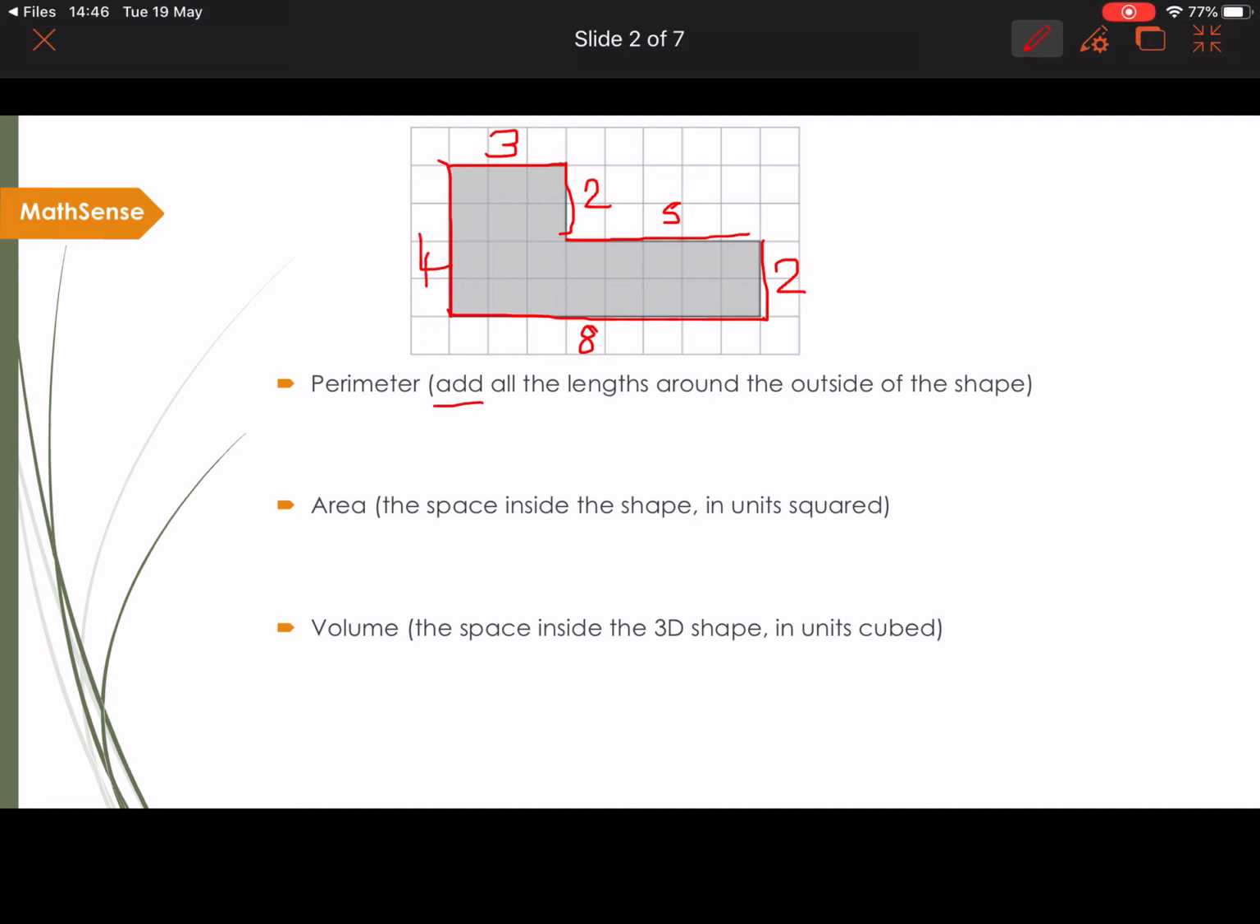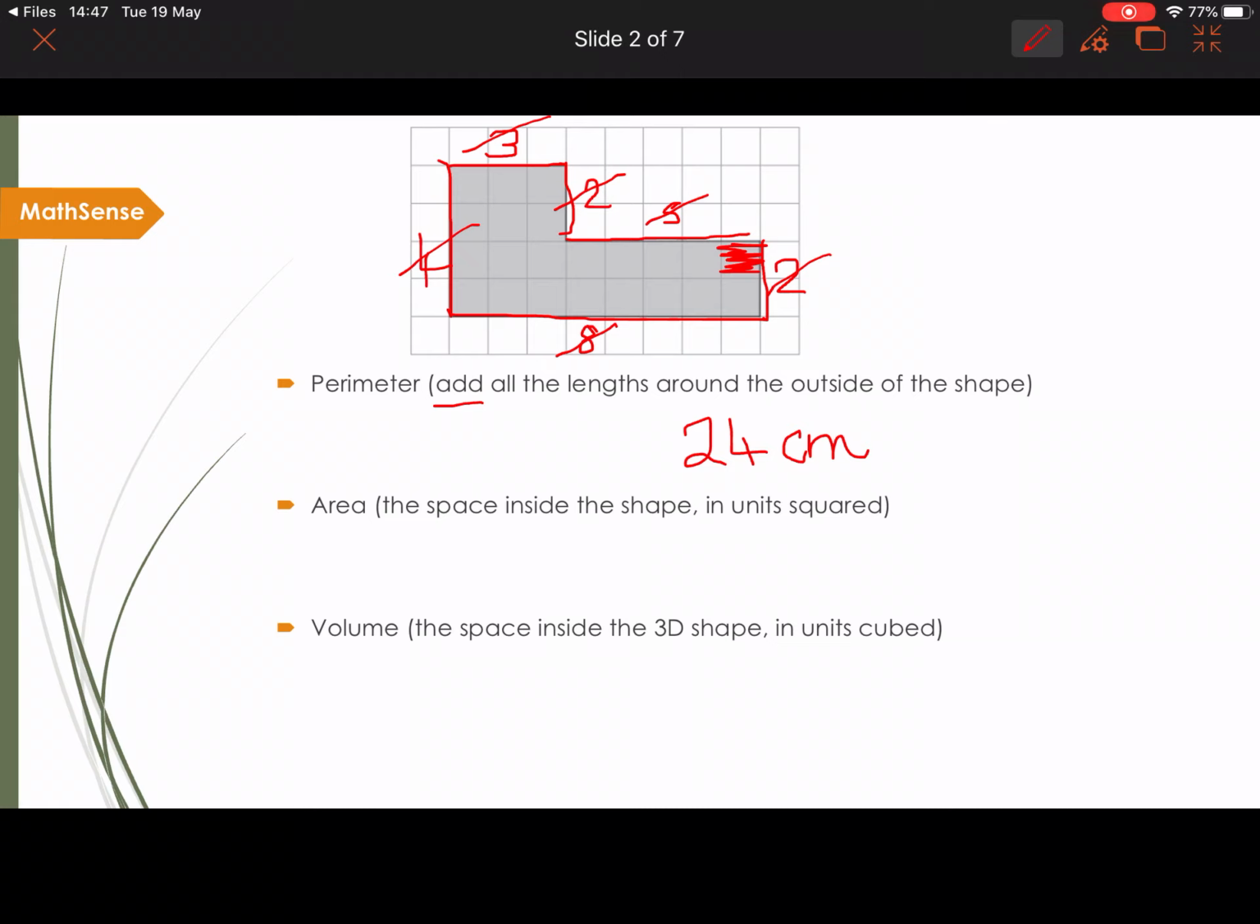Now it tells me that I need to add all the lengths. So starting at the top at 3, I'm going to add my way around. 3 plus 2 is 5, plus another 5 is 10, 12, 20, 24. Now it doesn't tell me here what my units are, so it could be 24 centimetres, 24 metres, but in general we accept that 1 square represents 1 centimetre squared. So for perimeter, I'm going to say that my answer is 24 centimetres because that is the total length around the outside of the shape.